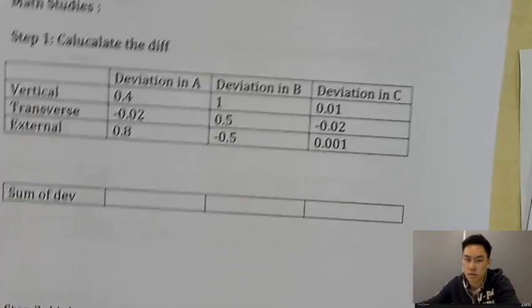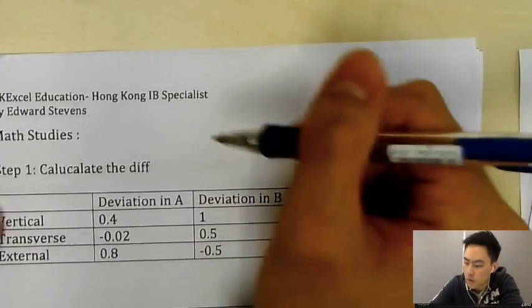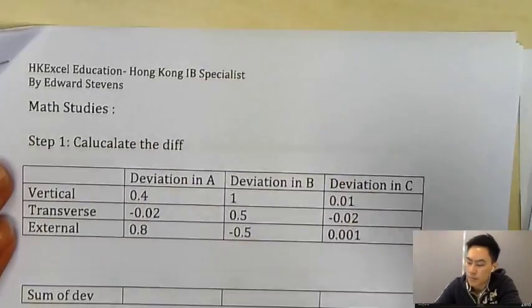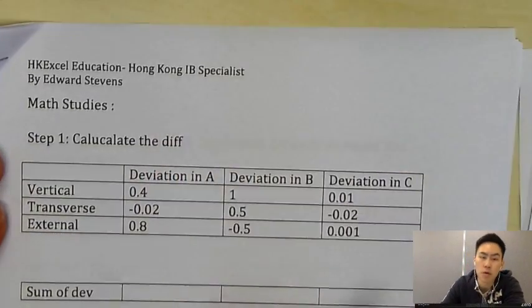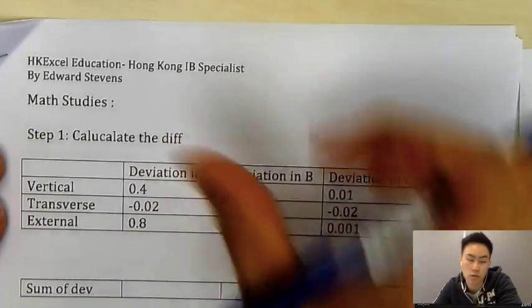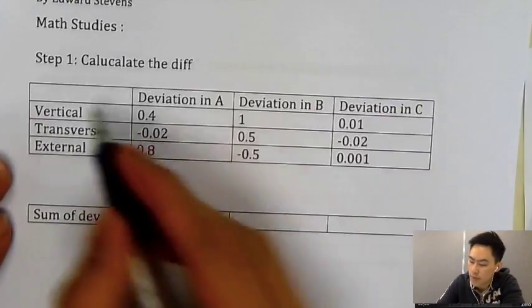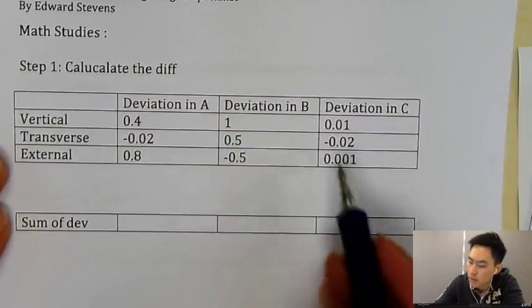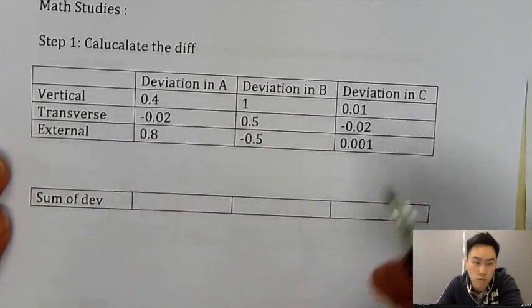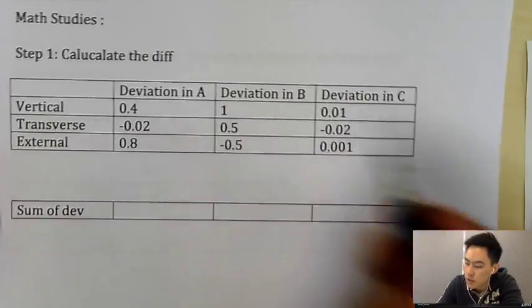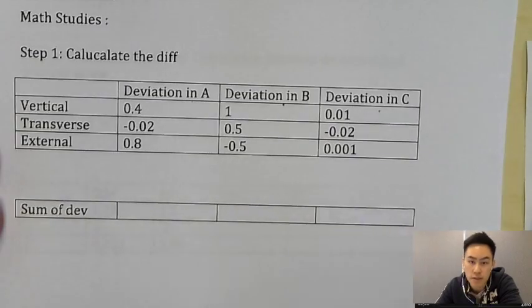Here it is. For Math Studies, we'll focus on correlation and the chi-square test, and Math SL as well, but we just need to add one more extra concept to it. So first of all, step one, we calculate the difference. Let's say we consider vertical, transverse, and external proportion. So deviation in A, deviation in B, deviation in C, what does it mean?